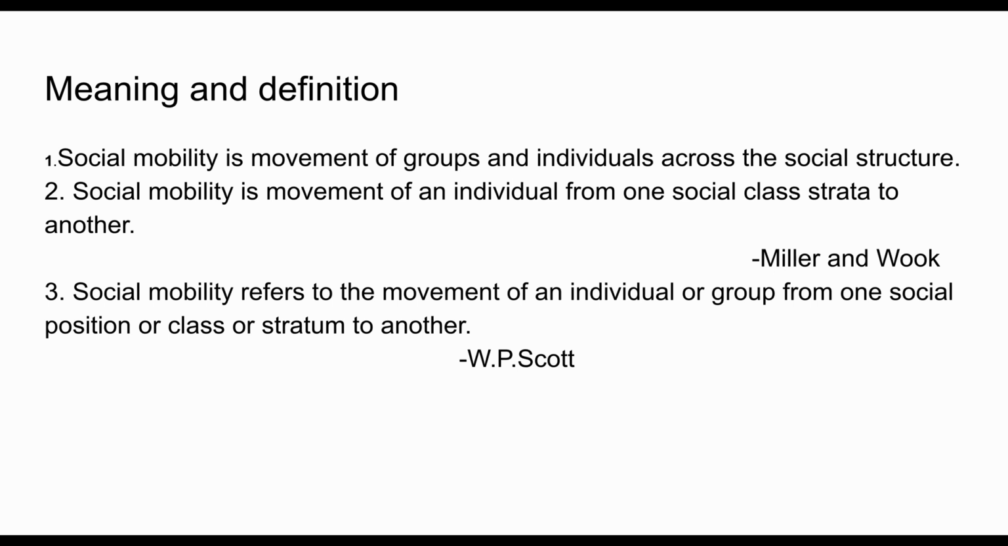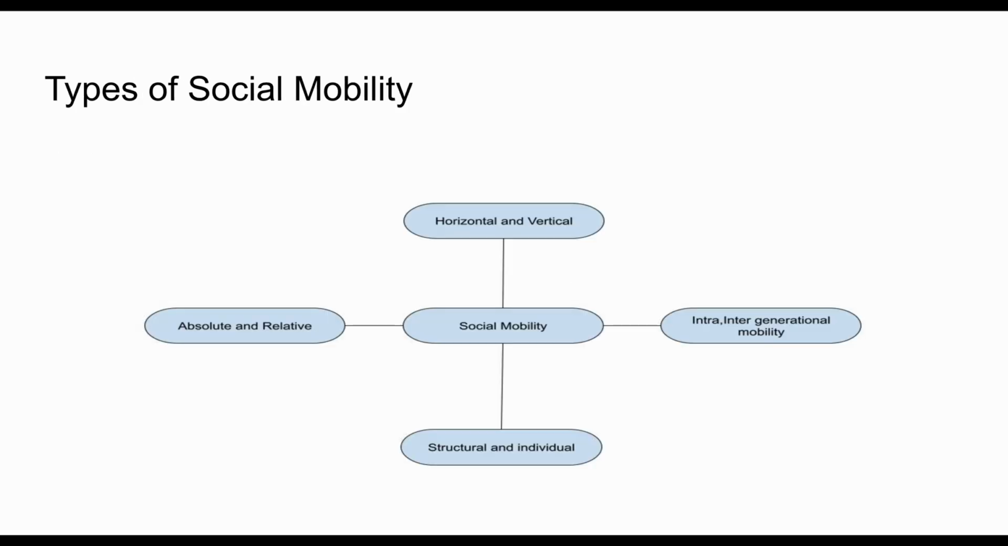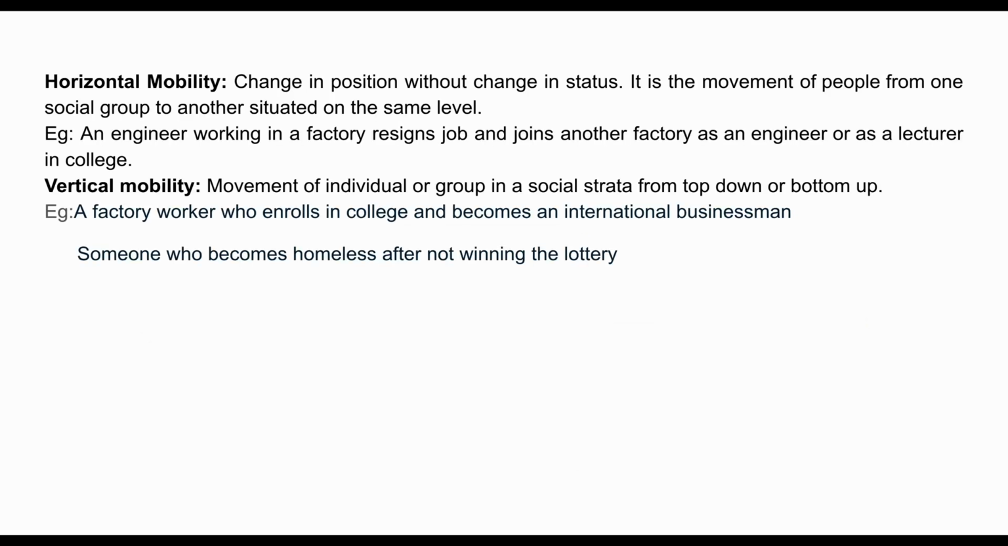Now let us go to types of social mobility. Social mobility is divided into four different types. The first one is horizontal and vertical. The second one is intergenerational mobility. The third one is structural and individual mobility. And the fourth one is absolute and relative. So we are going to learn about each one in specific. Starting with horizontal mobility and vertical mobility.